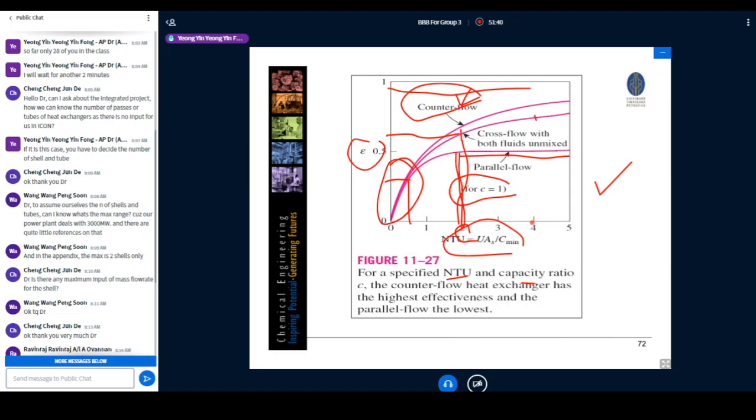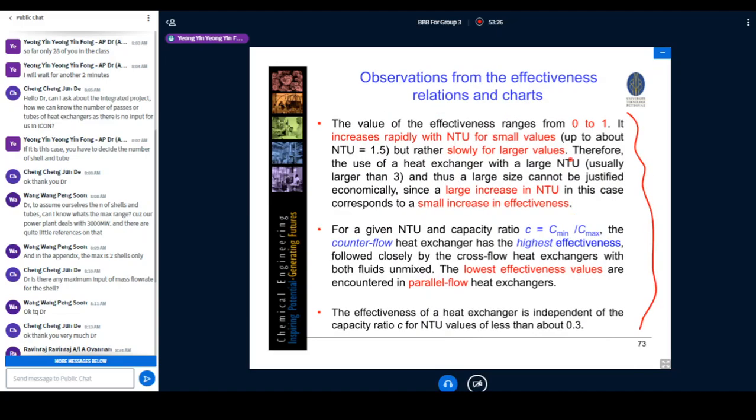The value of effectiveness, ranging from 0 to 1, increases rapidly with NTU for small values, but rather slowly for large values. So here it increases rapidly, but after 2, it actually slows down the effectiveness. Therefore, the use of a heat exchanger with a large NTU value, and thus a large size of heat exchanger, cannot be justified economically, since a large increase in NTU in this case corresponds to only a very small increase in effectiveness.